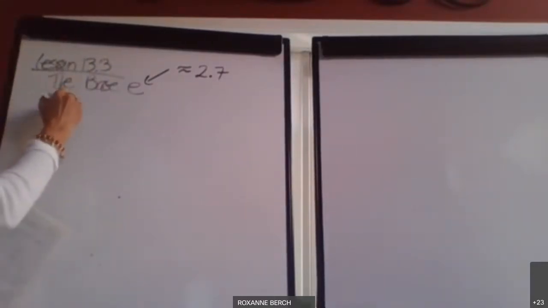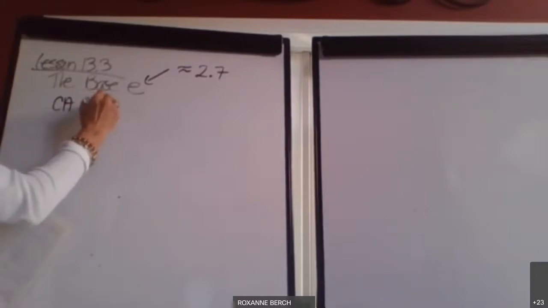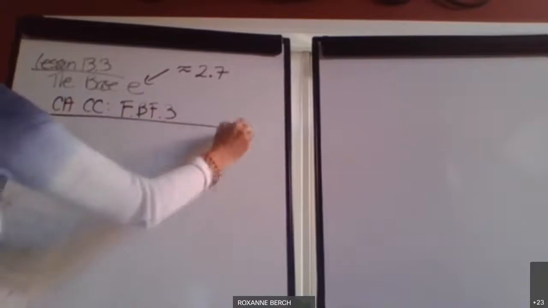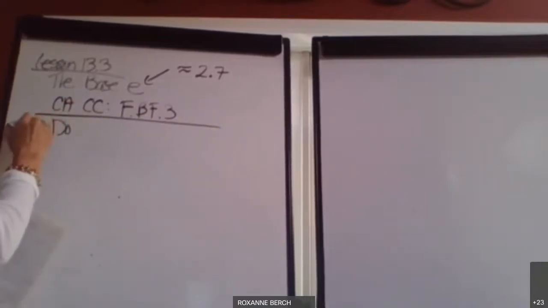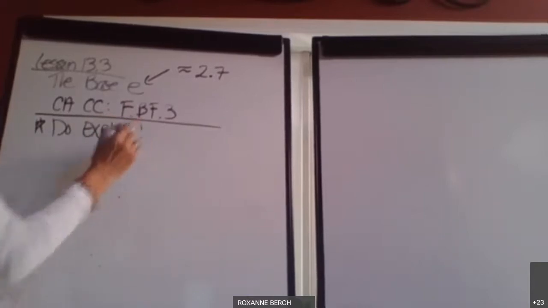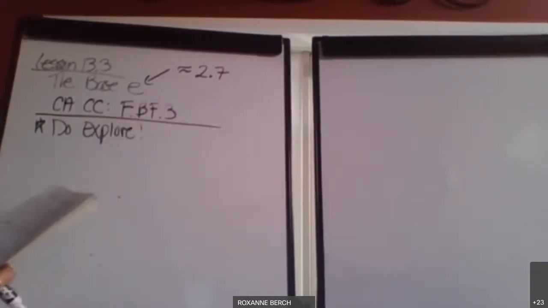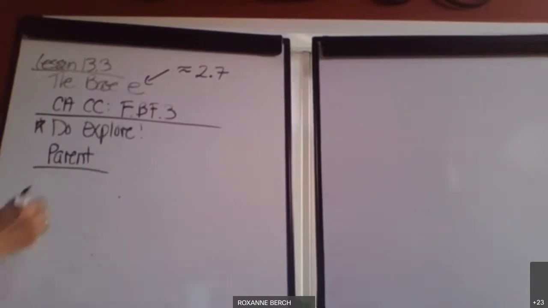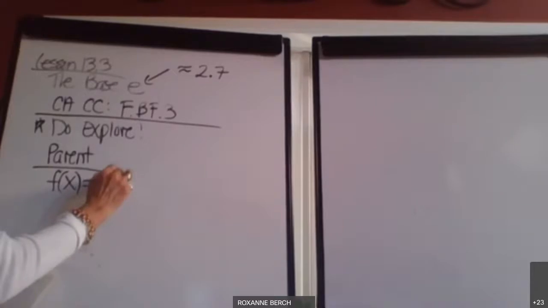So this is California Common Core Standard, same thing, BF.3. And I have in my notes to do the Explorer. I'd like to show you the parent. So the parent is the graph f of x equals e to the x. So it's growth.